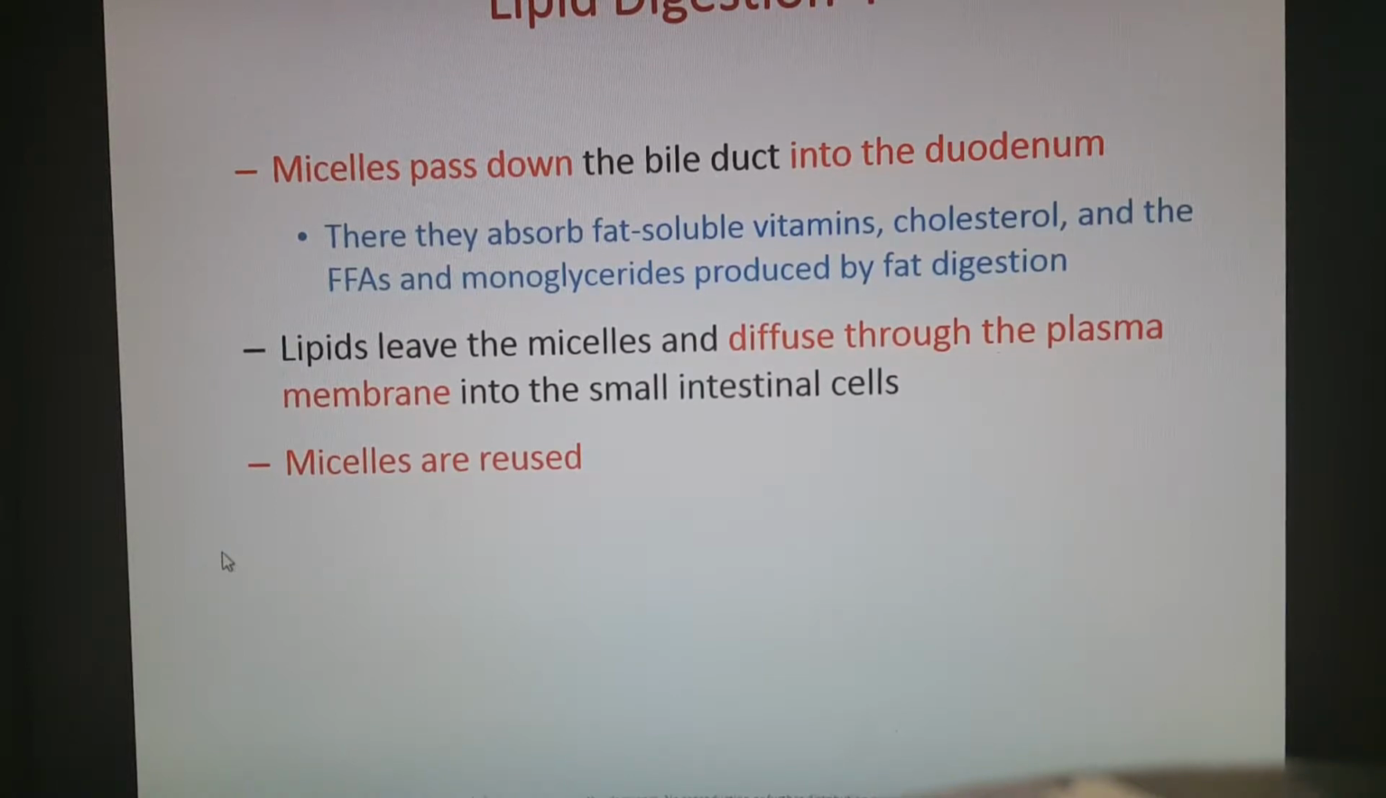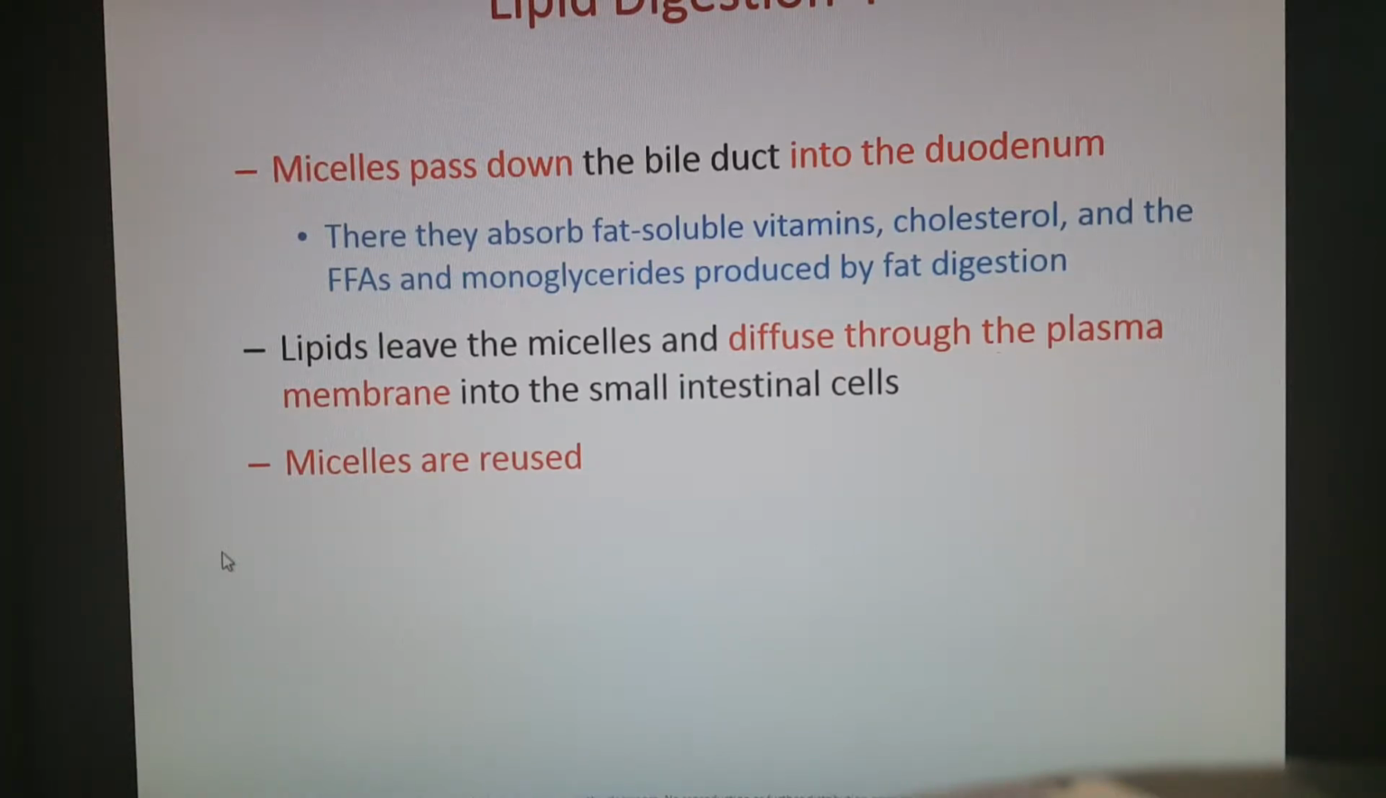So unlike your carbohydrates as well as your proteins, once they are broken down into their individual subunits and can be absorbed by the small intestine cells, your lipids, however, have to be broken down into smaller and smaller bits, so going from larger fat globules, eventually breaking down into your micelles.